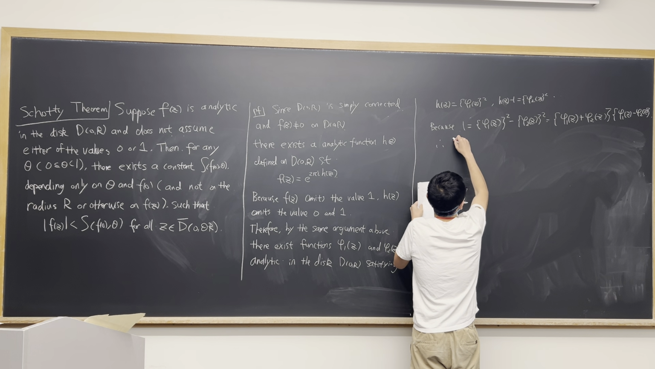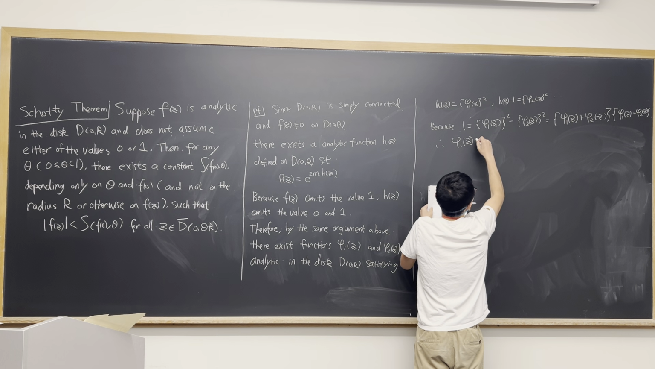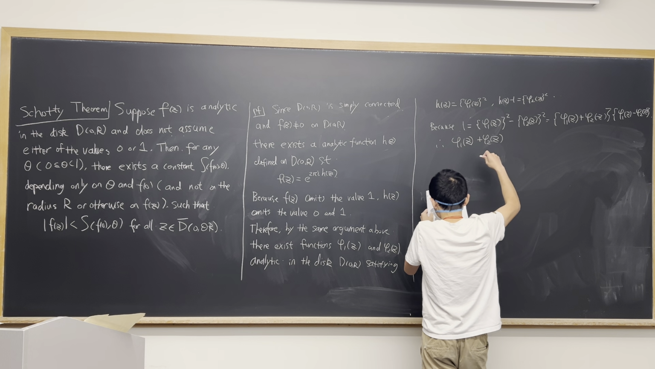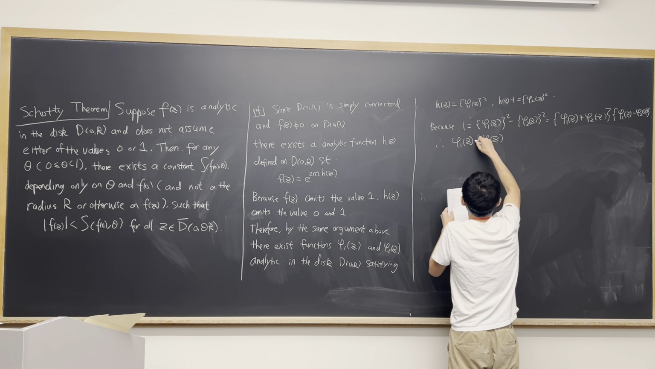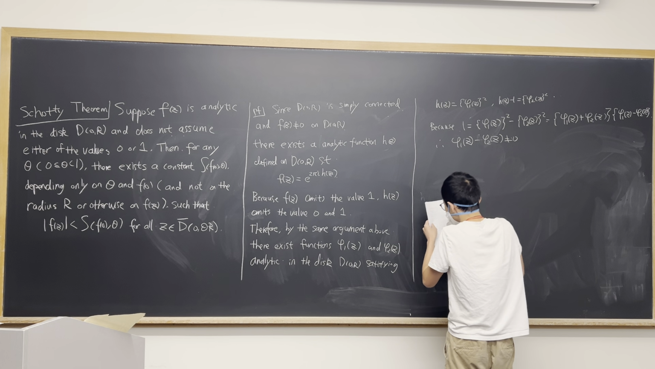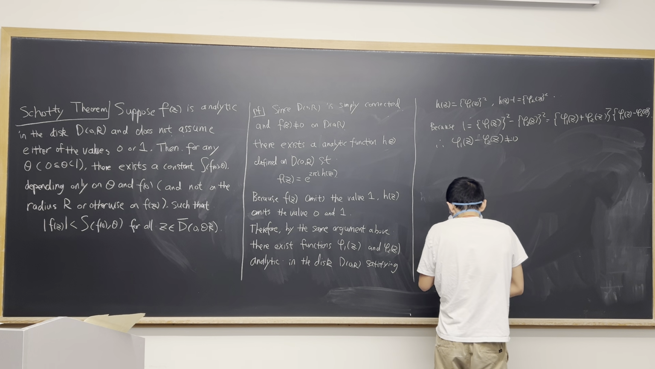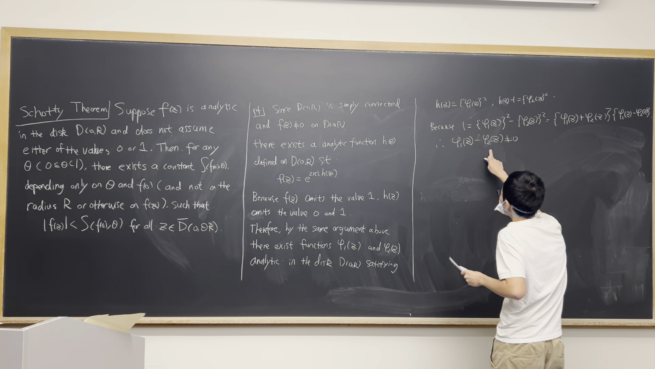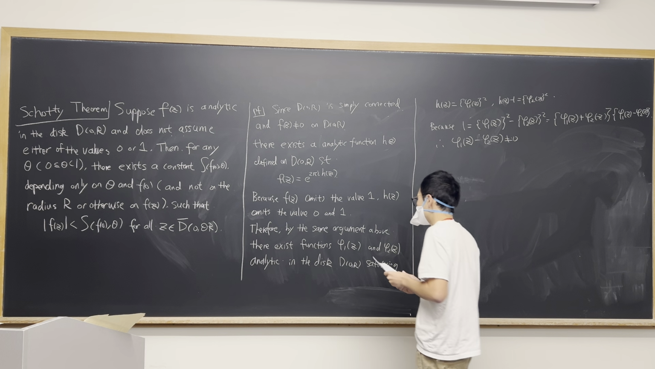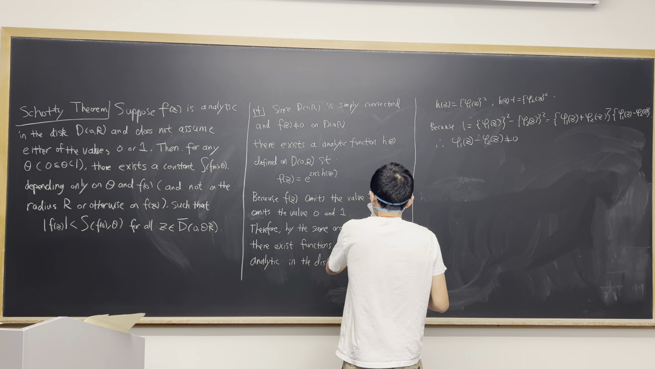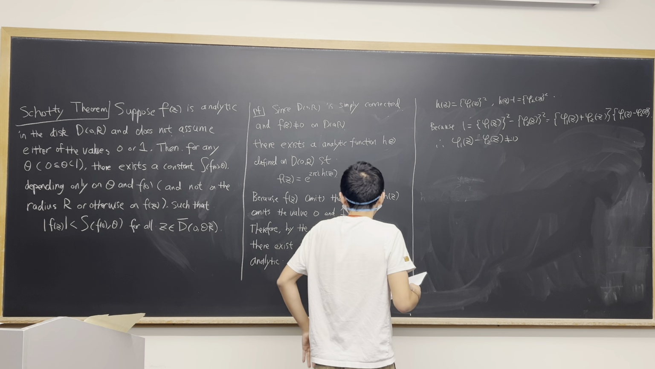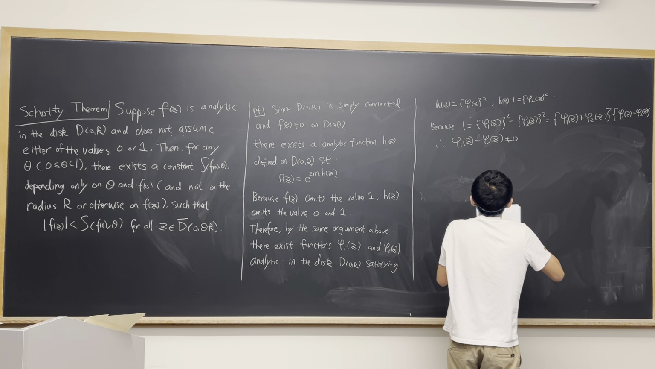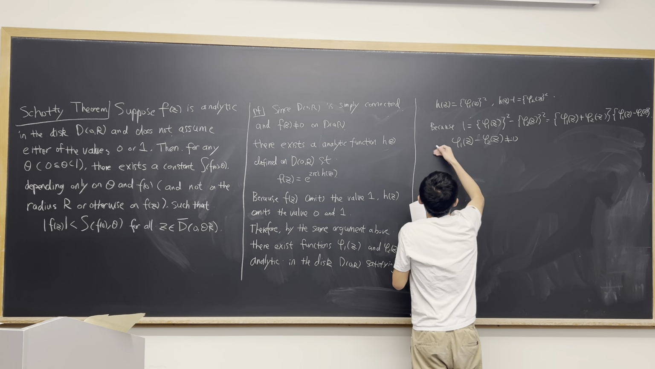Therefore, we have this phi 1z, maybe let's use the first one, plus phi 2z. Oh, let's use the other one. Sorry, not equal to 0. And again, since they are not equal to 0 and they are holomorphic, they are analytic. So therefore, we can use the same argument again, right?